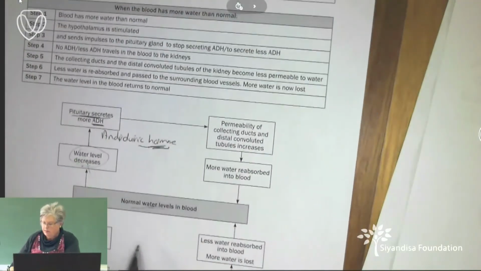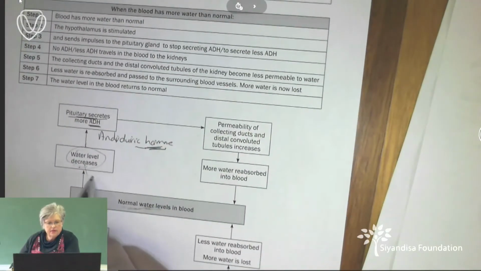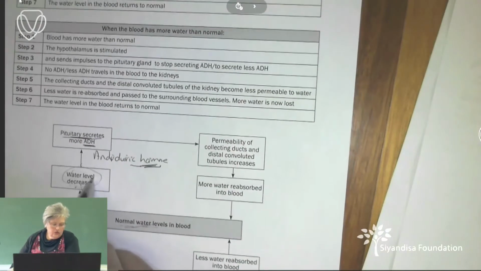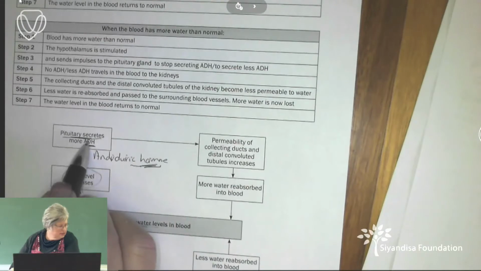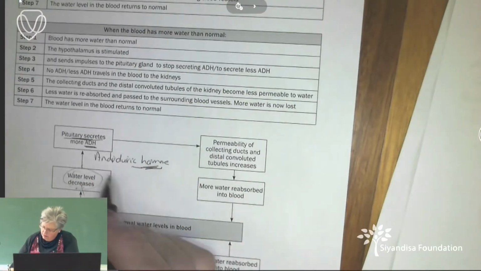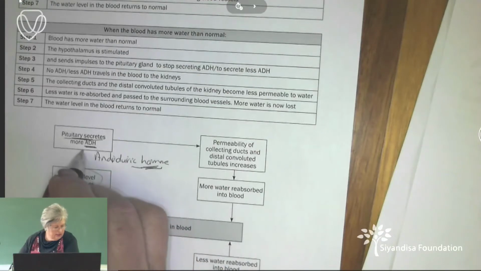So what happens if there is too little water? The water level decreases. So the pituitary gland secretes more ADH.